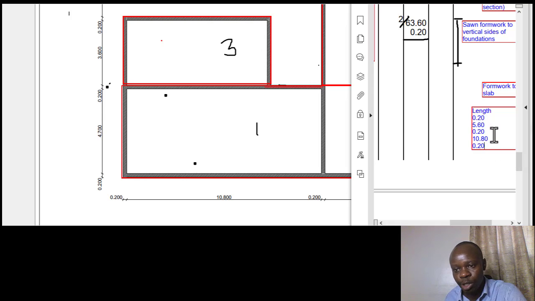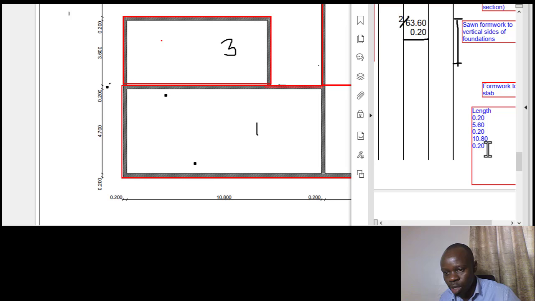So we have 0.2, 5.6, 0.2, 10.8, and then 0.2. Okay, then we get the width. Of course, add the 2, then multiply by 2. The way you do, and add the recesses. The way you calculate the perimeter of a rectangle. Of course, it's only that we have the recesses, so that's why we add the recesses after we got that particular length. So let's see what we have here when we add these two items.